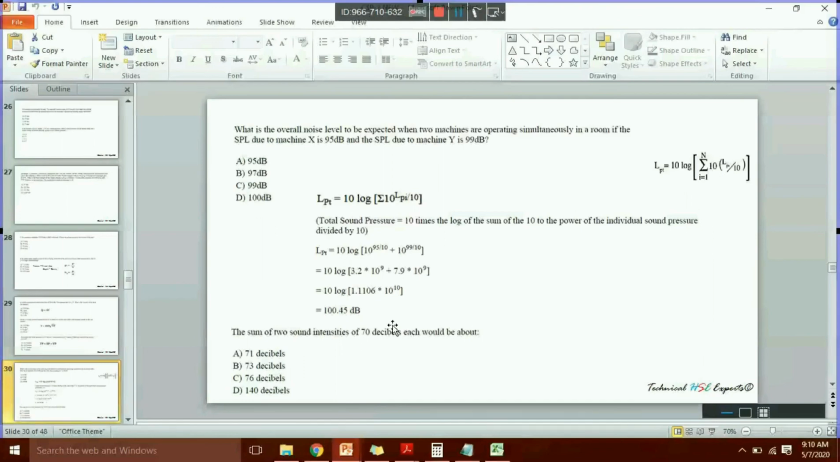Or else you can use the formula also. You can put 70 instead of 95 and 70 instead of 99. You will receive the same value. That L_PA is the decibel value, no? Instead of L_PI, which is in power, we will substitute the sound or the noise level.